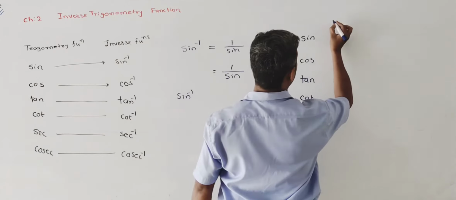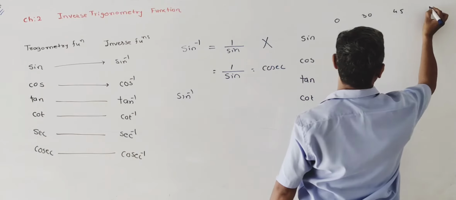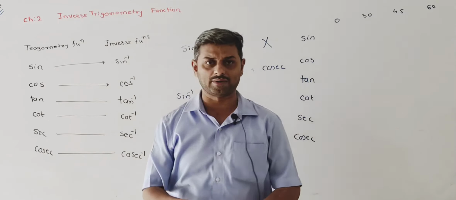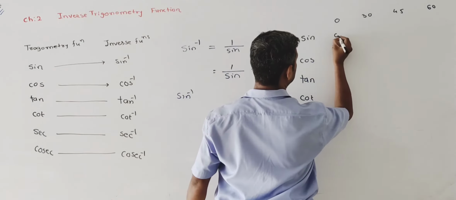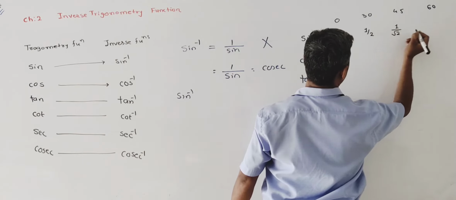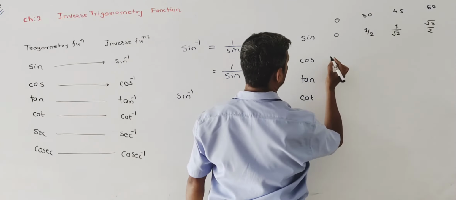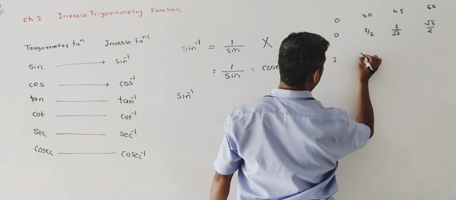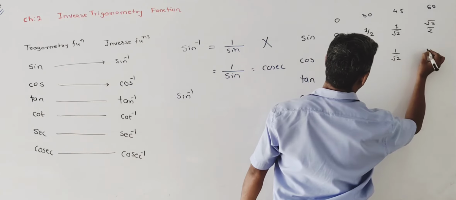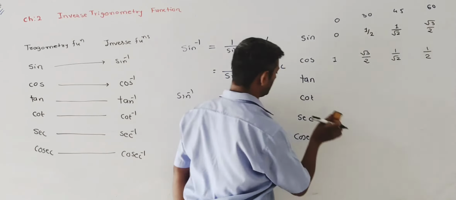There are 6 functions, but for easiness we are taking 0, 30, 45, 60 and 90. In that you are aware: sine 0 is 0, sine 30 is half, sine 45 is 1 upon root 2, sine 60 is root 3 by 2 and sine 90 is 1. Cos 0 is 1, cos 30 is root 3 by 2, cos 45 is 1 upon root 2, cos 60 is half and cos 90 is 0. The remaining we are not taking at this time.